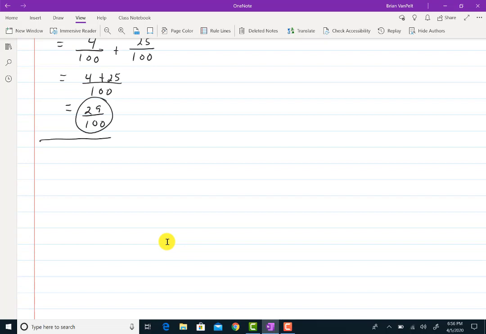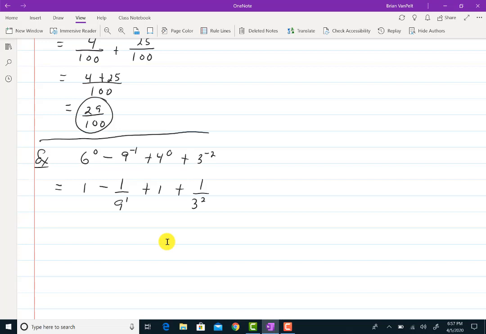Let's try another one. This one has a little more complication to it. Here I have 6 to the 0 minus 9 to the negative 1 plus 4 to the 0 plus 3 to the negative 2. Well, let me put down the value of each of these. 6 to the 0 we already know is 1. 9 to the negative 1 is 1 over 9 to the first power. 4 to the 0 is 1. And 3 to the negative 2 is 1 over 3 squared.